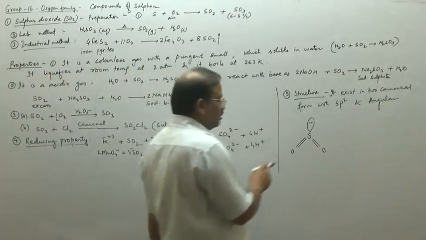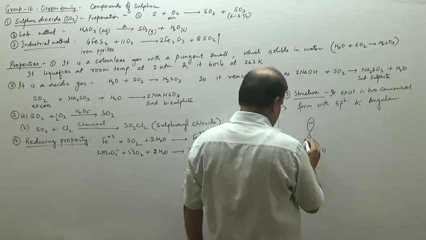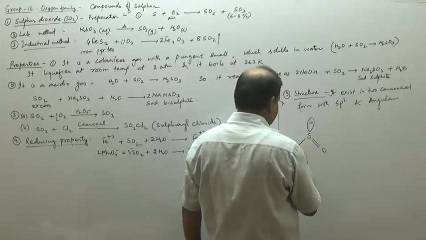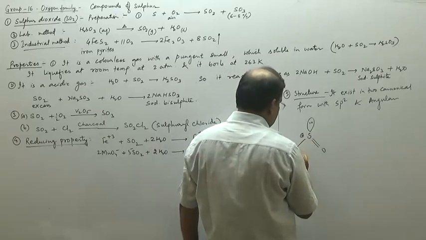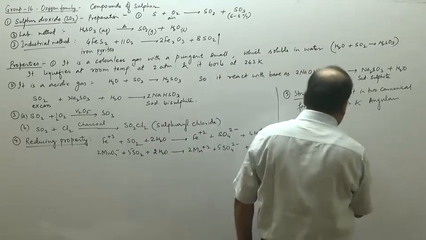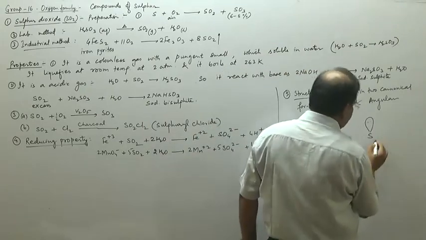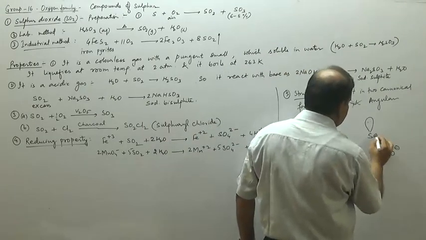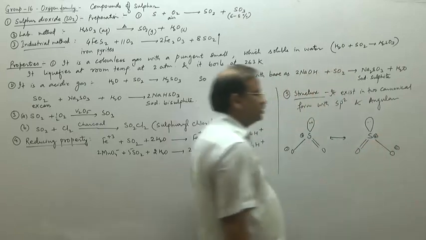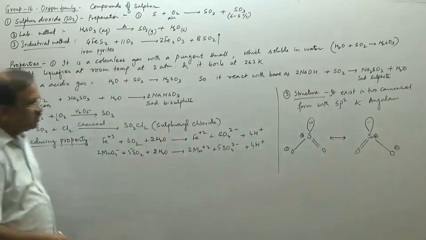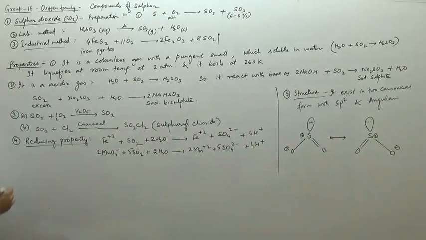And the two canonical structures, if you want to write them, you can write like this, or you can write like this. That is how we can write the two canonical structures.